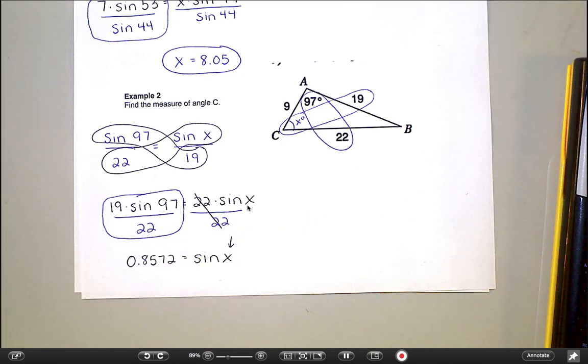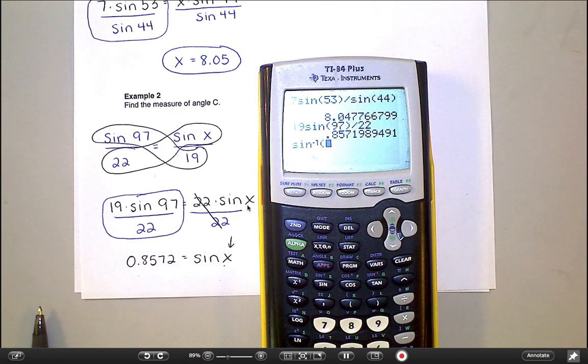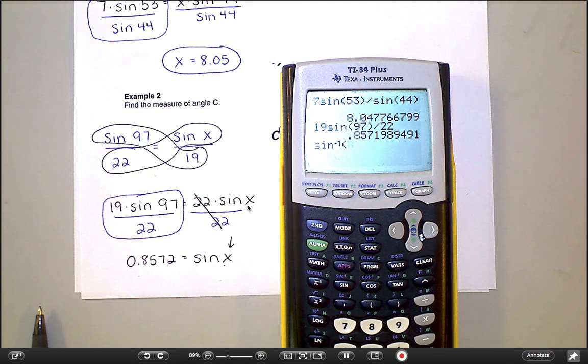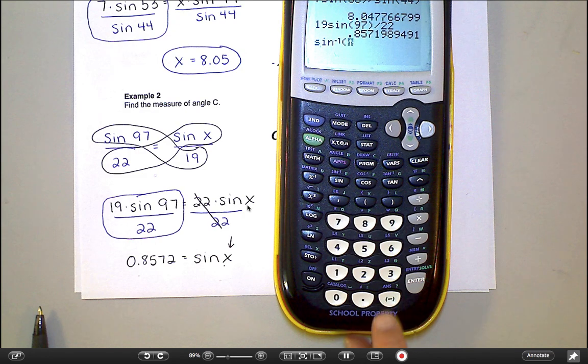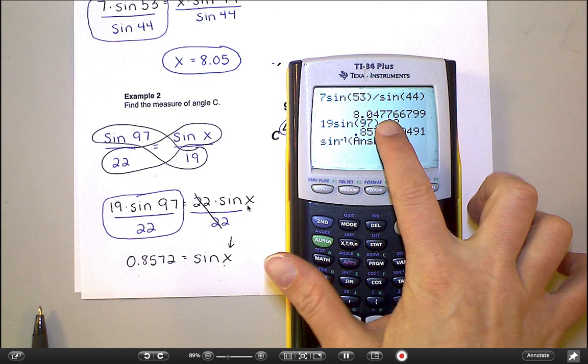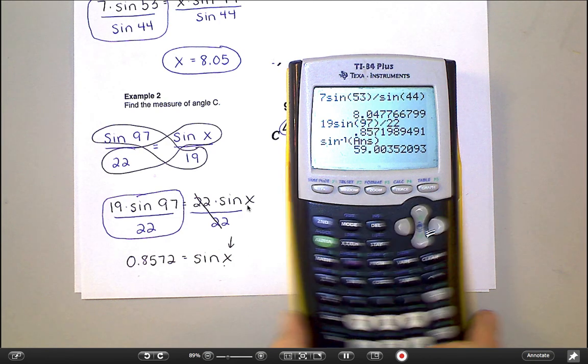Well, if it's an angle measure I'm looking for, I can use the inverse sine. So in my calculator, I can hit second sine. And then if I just want to pull that same decimal down, I can go second, and then ANS is up here on the negative key. That ANS means pull the number up from right before the previous step. So inverse sine of that number, and I get 59 degrees.